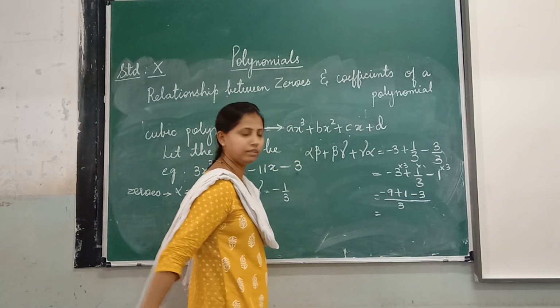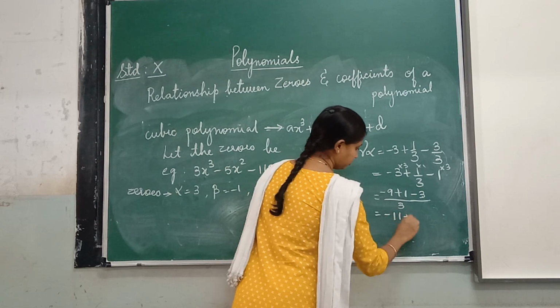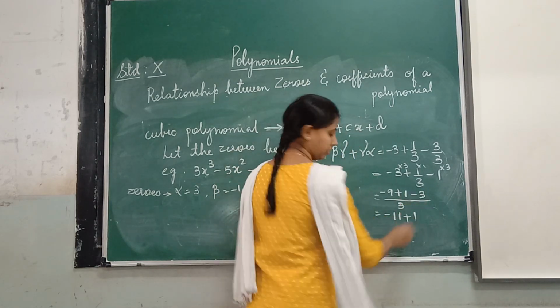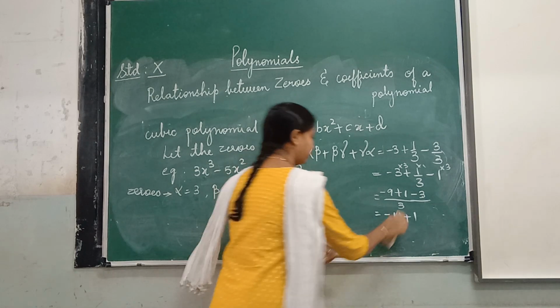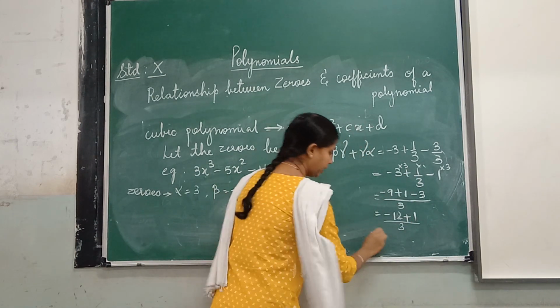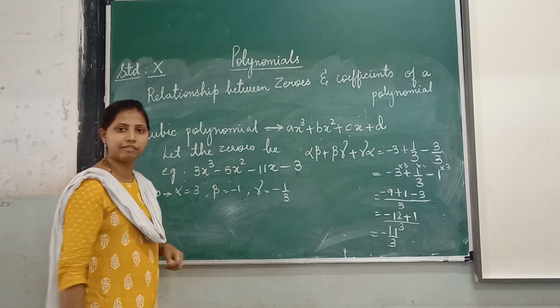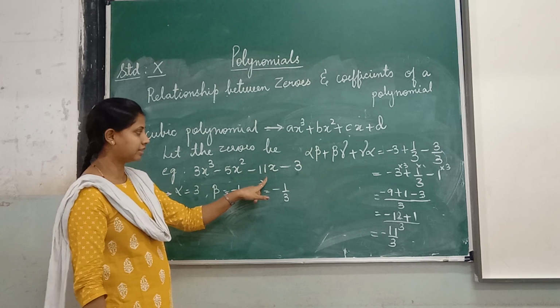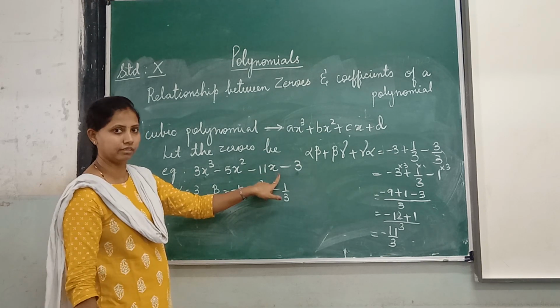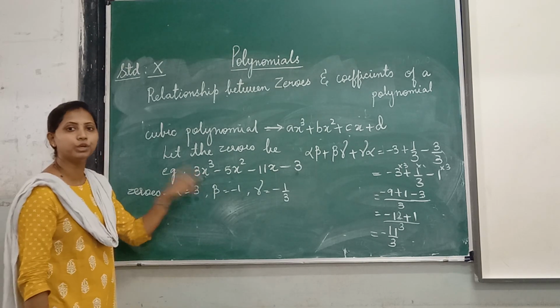So if you simplify this, you get minus 11, minus 12 plus 1 divided by 3, that is you get minus 7 by 3. So now where can you see this minus 7 by 3? Minus 7 is nothing but the coefficient of x here. Coefficient of x divided by 3, 3 is nothing but the coefficient of x cube.